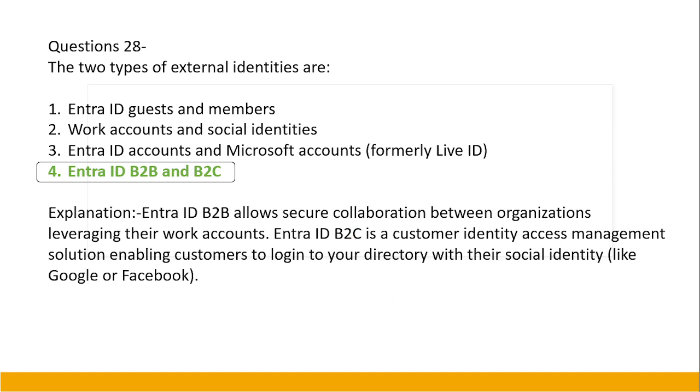Question number 28. Which two types of external identities are there? Option 1, guest ID, Entra ID guest and members. Option 2, work accounts, social identities. Option 3, Entra ID accounts and Microsoft accounts. Option number 4 is Entra ID B2B and B2C. Now, Entra ID B2B is business to business and B2C is business to consumer.